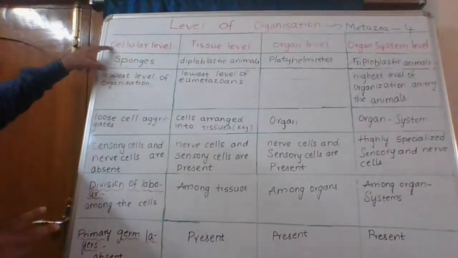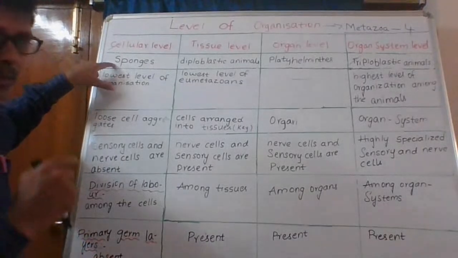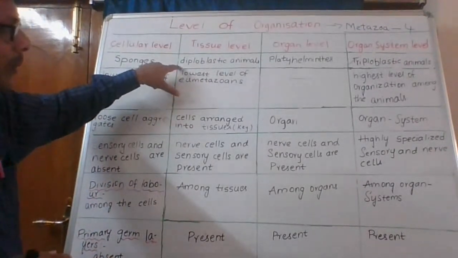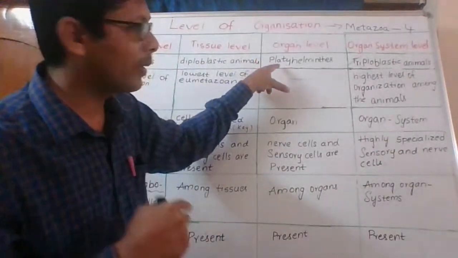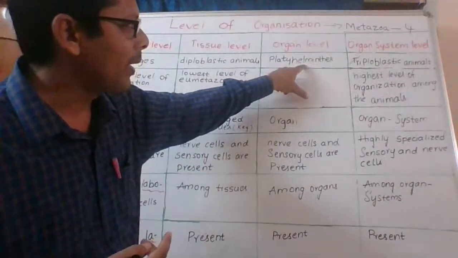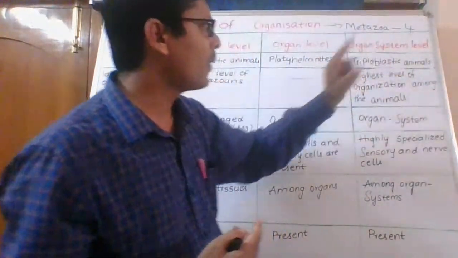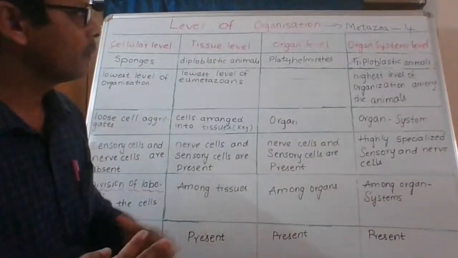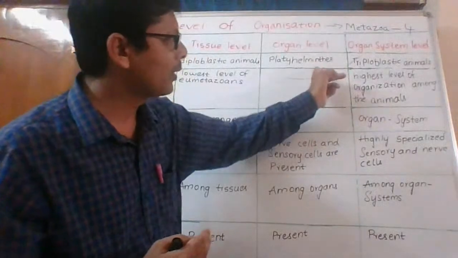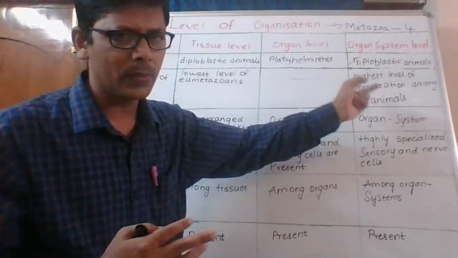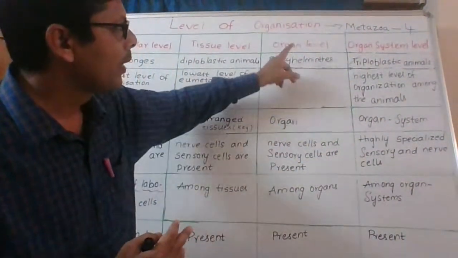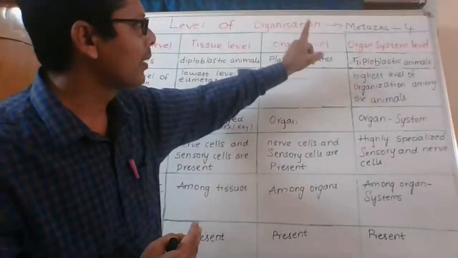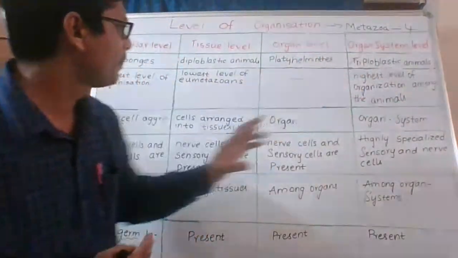Now, cellular level is exhibited by sponges, tissue level is exhibited by diploblastic animals, organ level of organization is exhibited by Platyhelminthes, and organ system level of organization is exhibited by Platyhelminthes too. Platyhelminthes come under these two as per our state textbook and NCERT also. They give Platyhelminthes in organ and organ system.